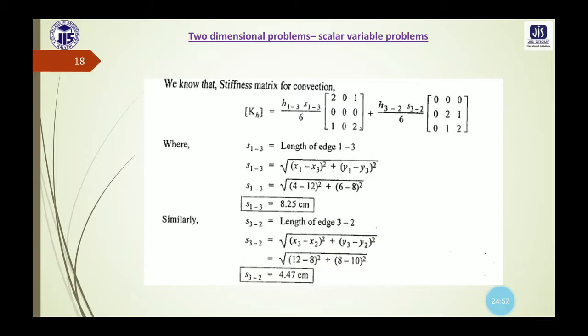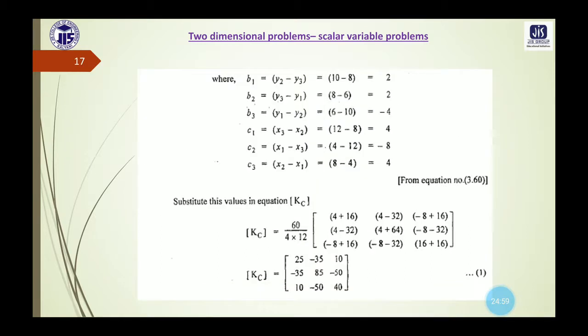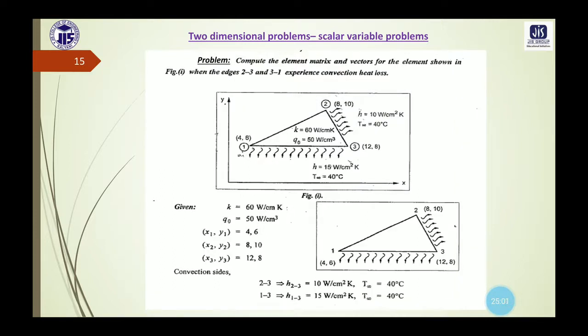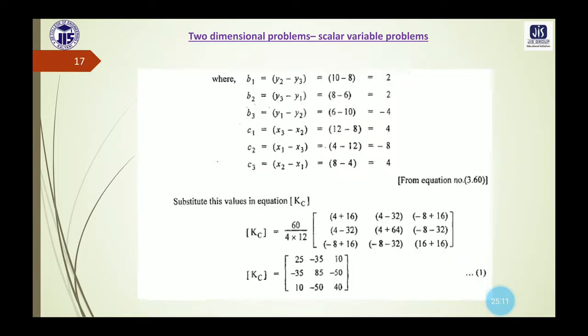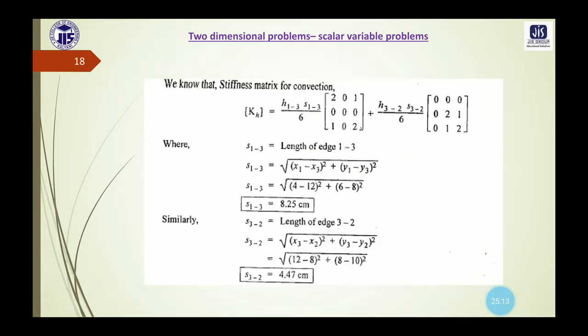transfer for the side 13 and 32, which you can see here for the sides 1 3 and 3 2, the H value, these are given as 15 and 10 watt per centimeter square Kelvin. So we can directly put this H value, that is the coefficient of convective heat transfer, directly in this equation.